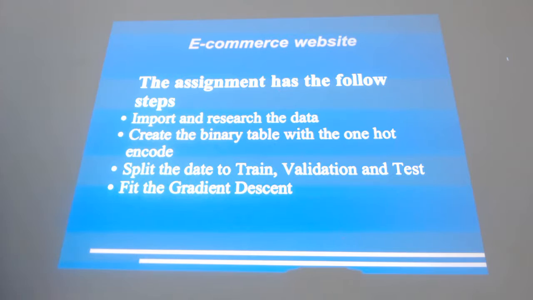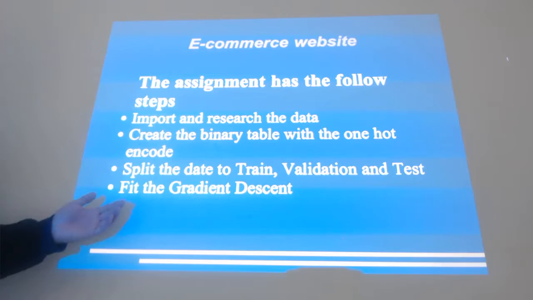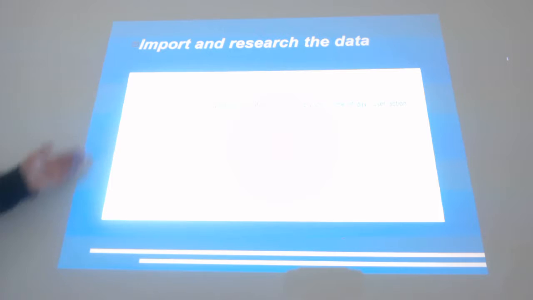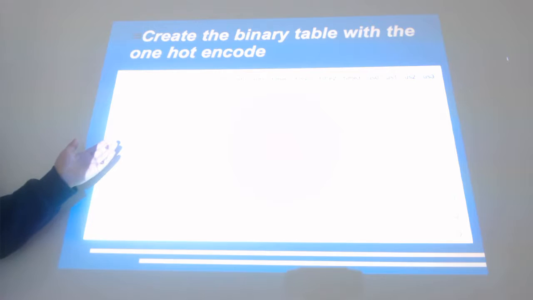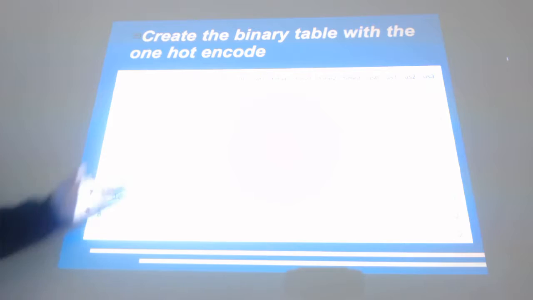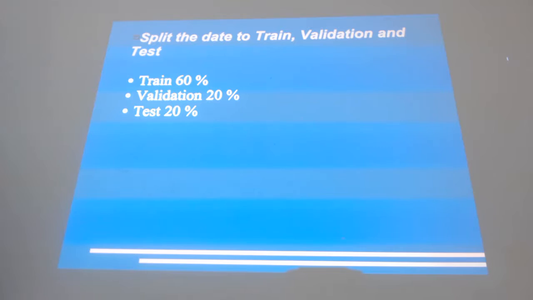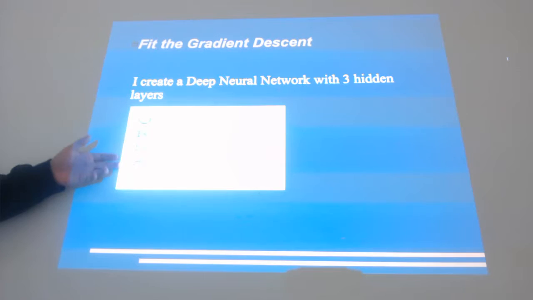First, we import the data, create a binary table, split the data, and fit the gradient descent for the deep neural network. This is the data as I imported it before I created the binary table, and this is after I created one. The code creates 14 features. After you split the data, training is 60%, validation 20%, and test 20%. And I create a deep neural network with three hidden layers.